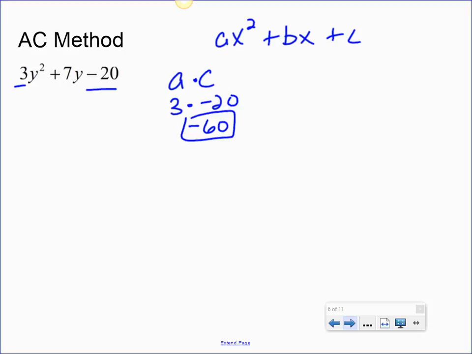Okay, so we need to keep that number in mind. In the meantime, again, I prefer the box method, so we're going to tie this in with the box method. So I know already that this is going to be a 3y squared.